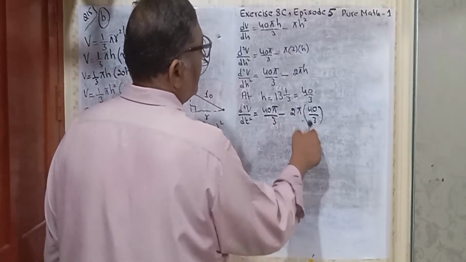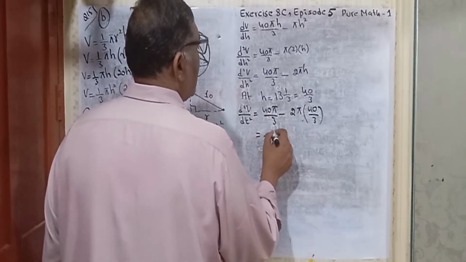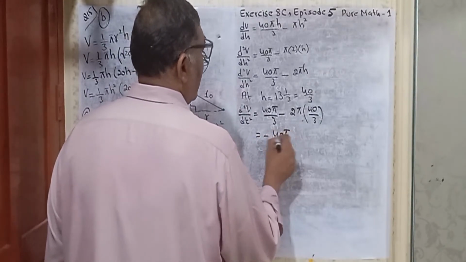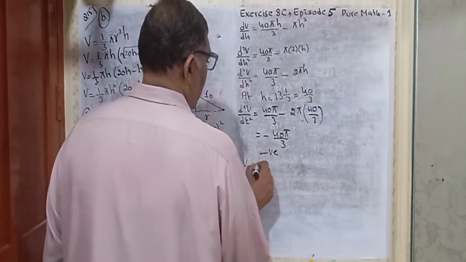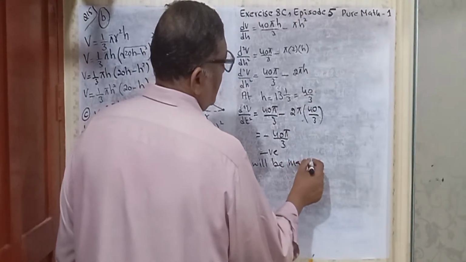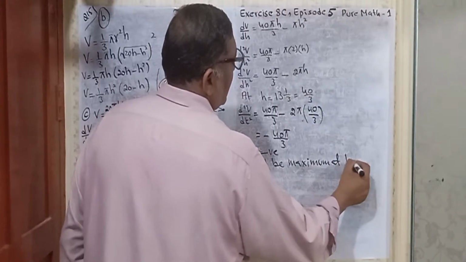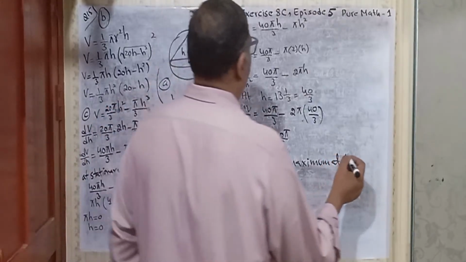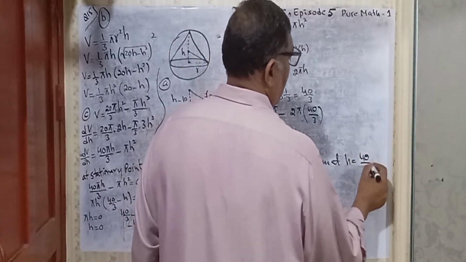So this is the same, this is the same, this is 2. So your answer will be minus 40π/3. This is negative, which means that V will be maximum at h equals 40/3.